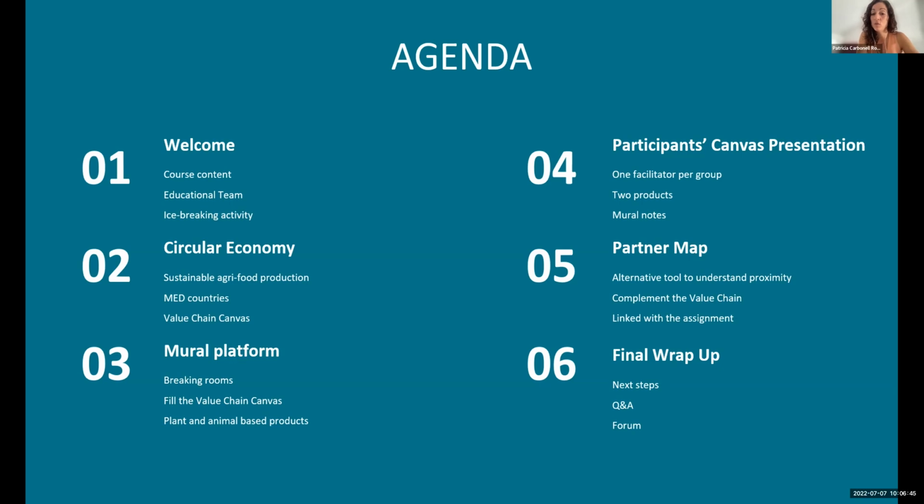and we will also be looking at another tool that is called the Partners Map that will help you to understand proximity and to complement the Value Chain Canvas. And we will finalize with a wrap-up to see if you have any questions that you would like to raise, and how we can really help you over the next week to fill this canvas. So over to you, Maria.